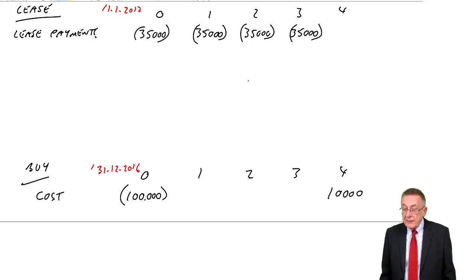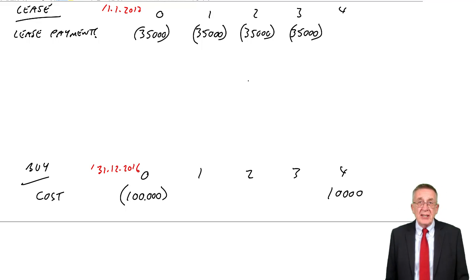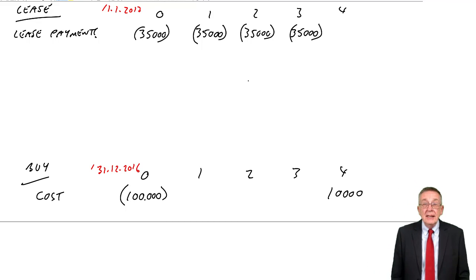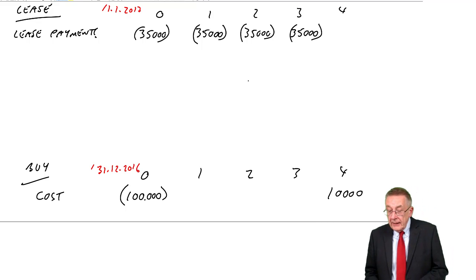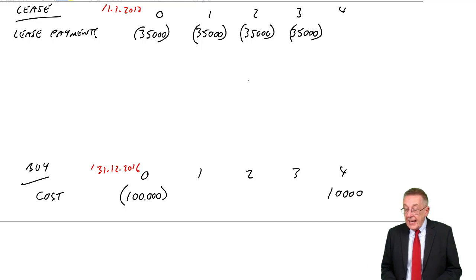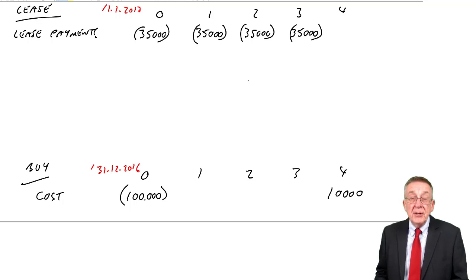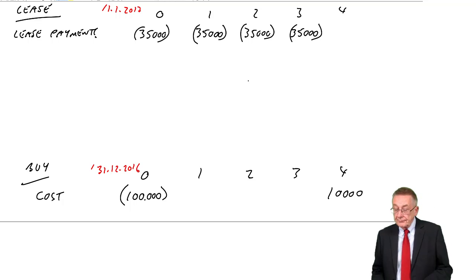And from a discounting point of view, it's effectively the same day. We never discount for 1 day. We're not worried about 1 day. So time 0, I don't really care whether it's December 16 or whether it's January 17, same thing.